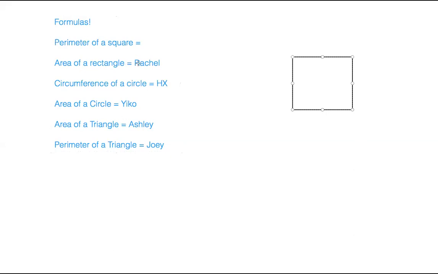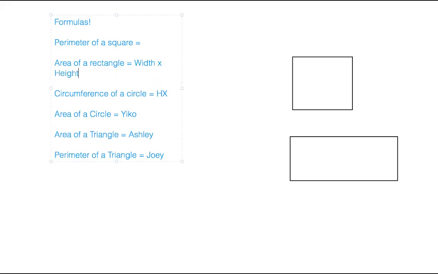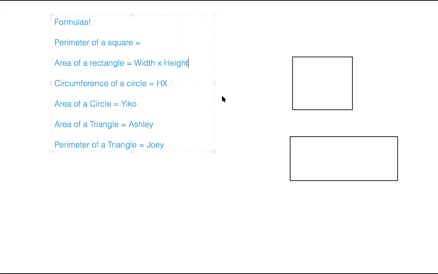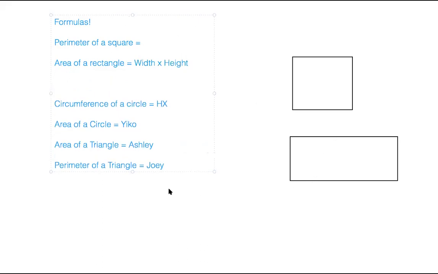Okay, let's go to area of a rectangle first. Rachel? Length times height. Okay, wait. Yeah, or like width times height. Okay, so that means if I give you this rectangle over here, this is for cm.